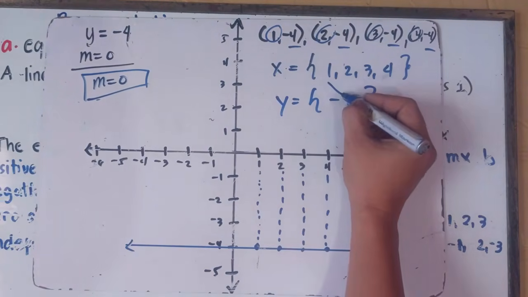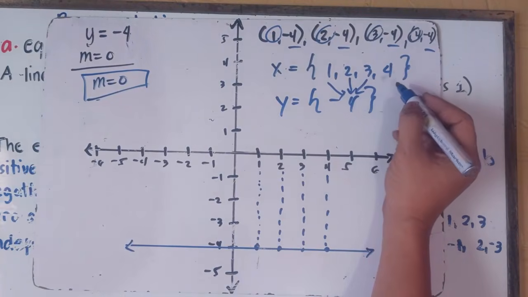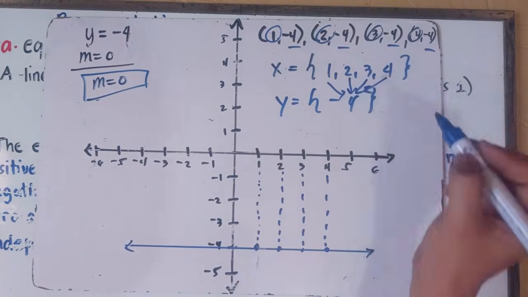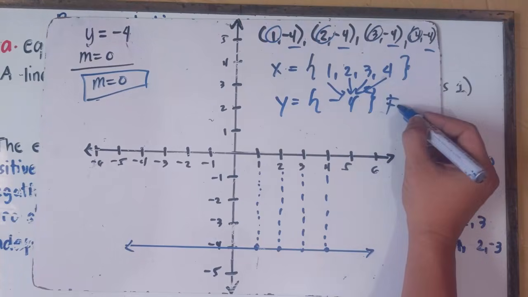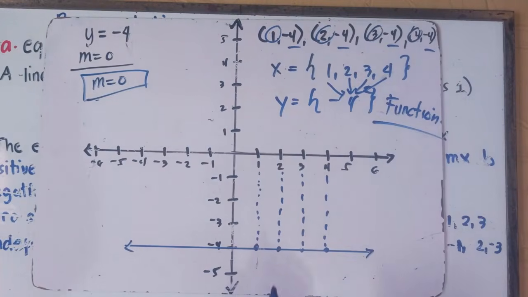So one input corresponds to exactly one output. Therefore, this is a function. Okay, therefore, class, this is a function because the x value is not repeating.